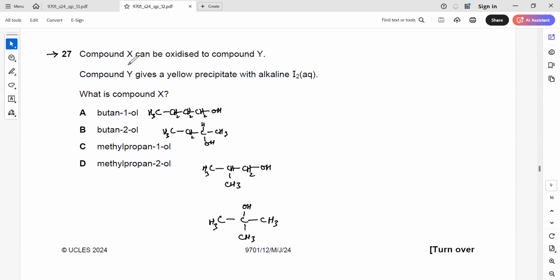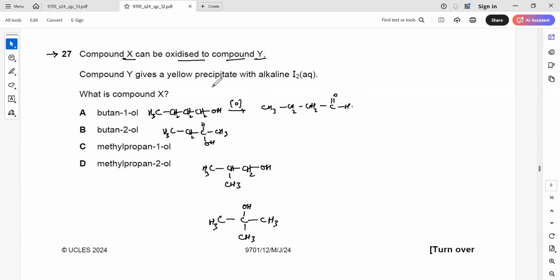In this question, they are saying compound X can be oxidized to compound Y. First of all, option A is butan-1-ol. As we know, it's a primary alcohol. So when it undergoes oxidation, that will give us an aldehyde, CH3CH2CH2, C double bond O and H.